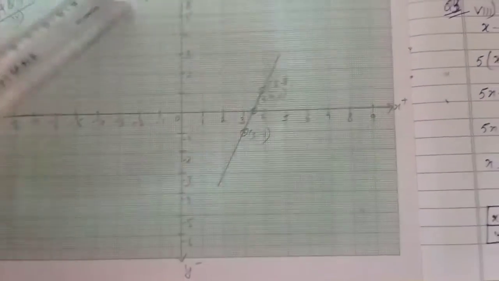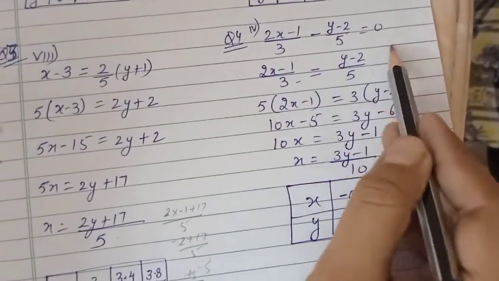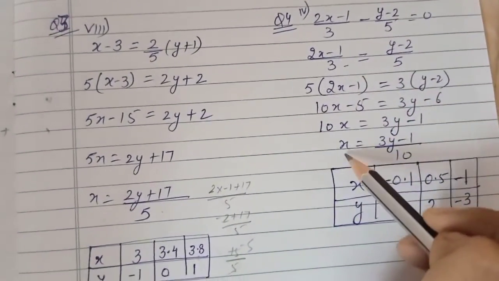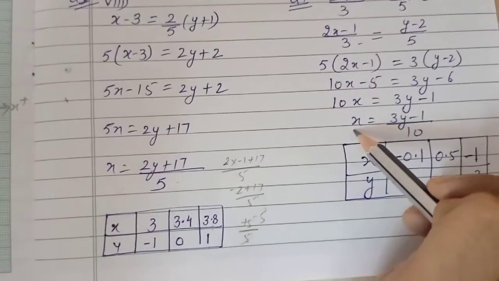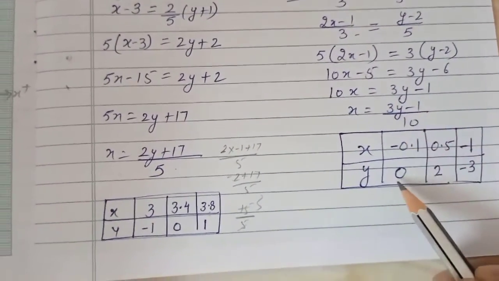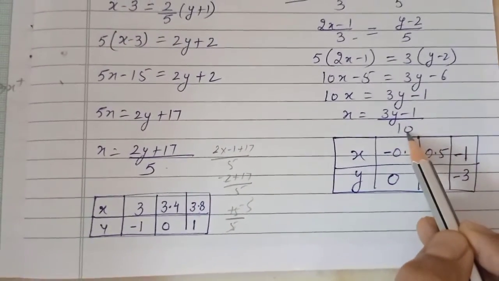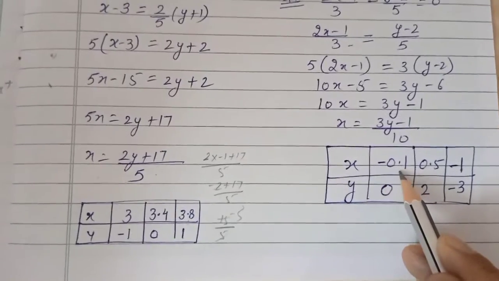Fourth question, fourth part. See, it is here. Simply I transpose it this side. This way you can solve it. And value of any variable you can find out. I got x. See. Then I put different values of y. If I put 0, it will become 0. It will be minus 1 over 10. So that will be minus 0.1.